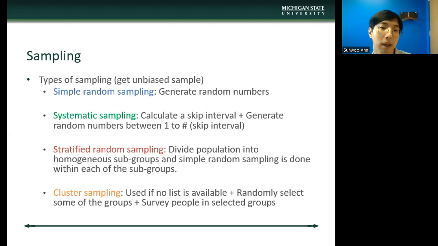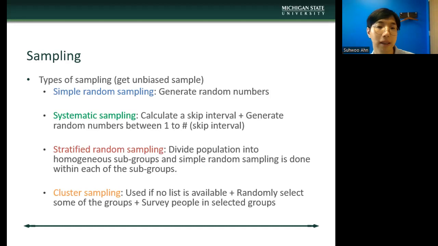Another type of sampling is stratified random sampling. In stratified random sampling, the researchers first divide the population into homogeneous subgroups. Then we have several subgroups in the population, and in each subgroup, we conduct simple random sampling and randomly select some number of people. This is stratified random sampling.